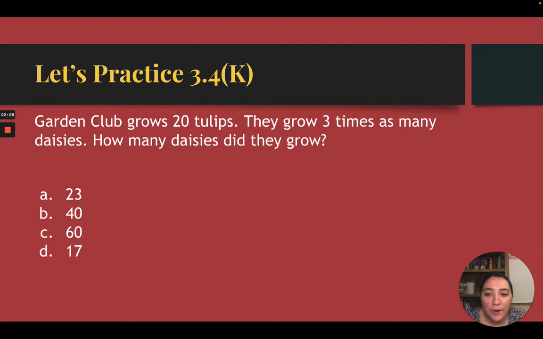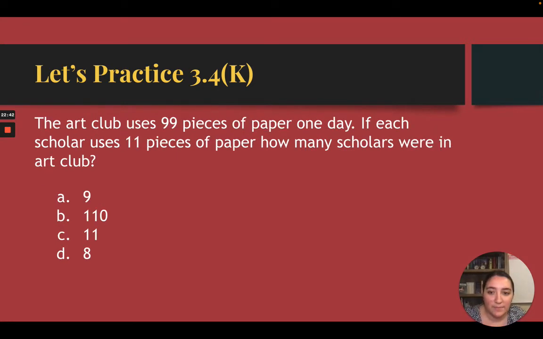Alrighty, and now that you are coming back, to check your work, you should have done 20 times 3, and you should have gotten a product of 60. So how many daisies did they grow? 60 daisies.